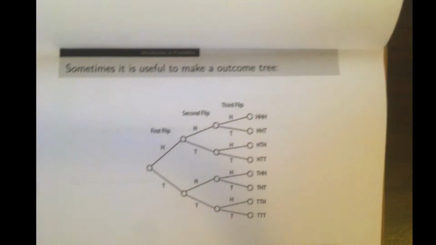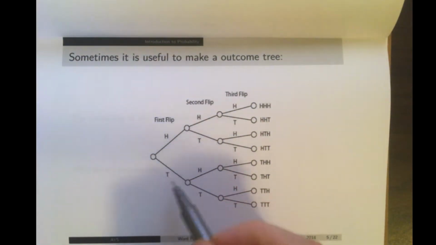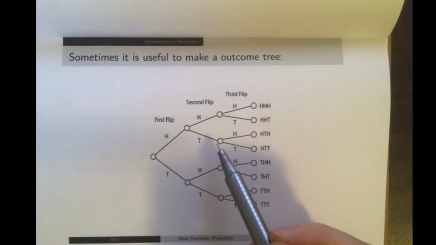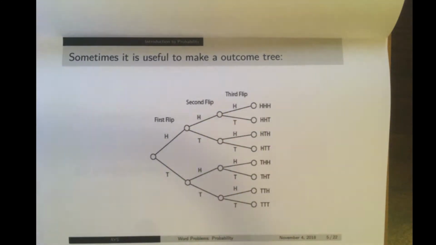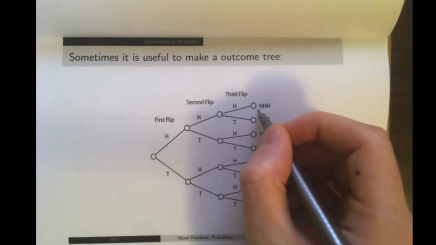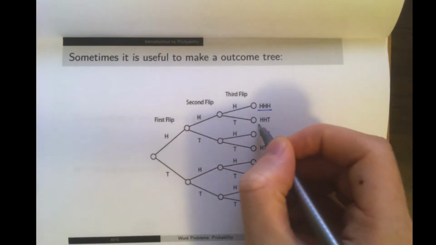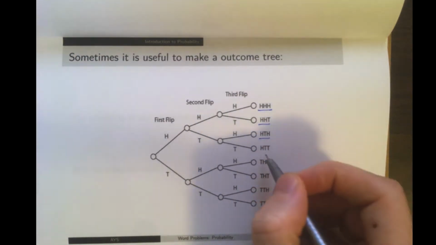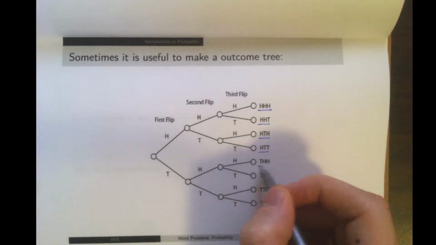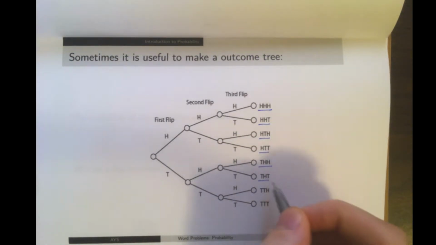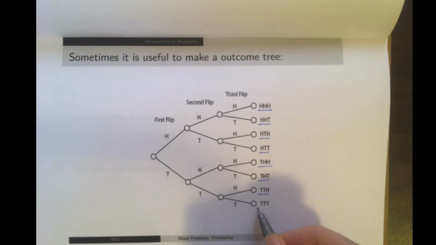We have 3 flips. So the first flip, H or T, and then it branches off H or T again, and then it branches off H or T again. The H's are heads, and the T's are tails, and at the end, you get all of these options. So the first option is HHH, 3 heads in a row, then HHT, HTH, HTT, THH, THT, TTH. The last one, all tails.